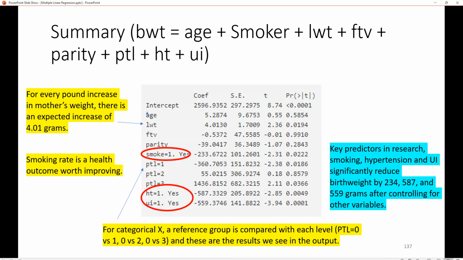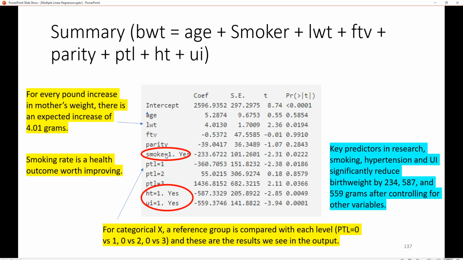Here's the model: birth weight equals age plus smoker plus last weight, FTV, parity, PTL, history of hypertension, and uterine irritability. And we see how we can interpret the results. For every pound increase in mother's weight, there is an expected increase of 4.0 grams. And this is for the predictor LWT, where the coefficient is 4.01.